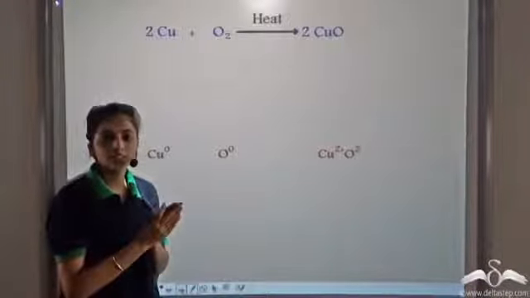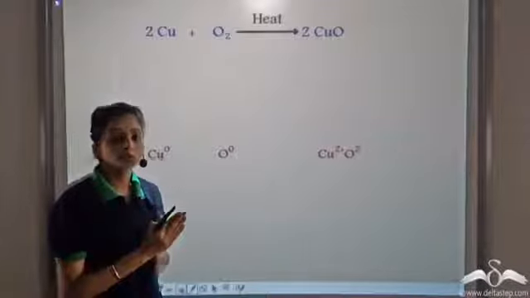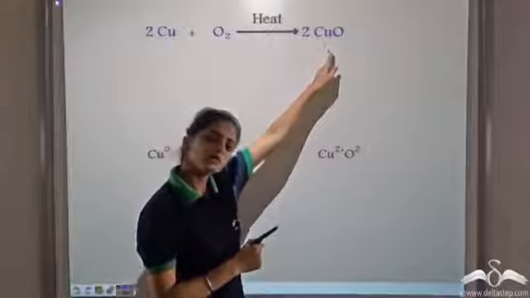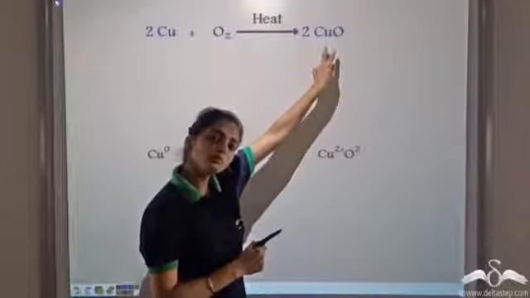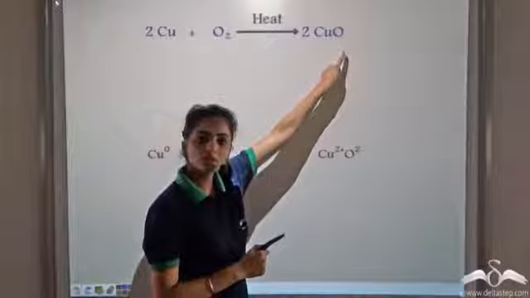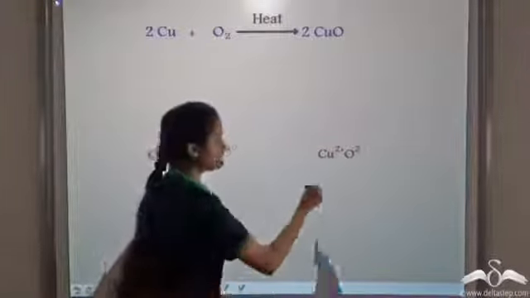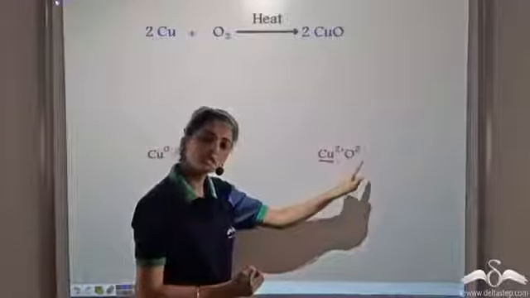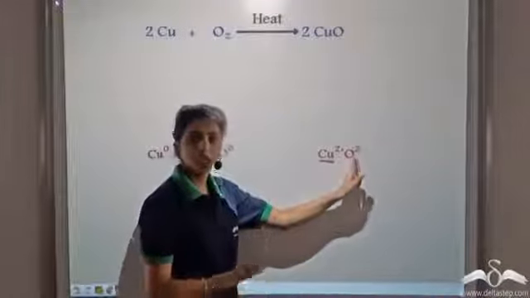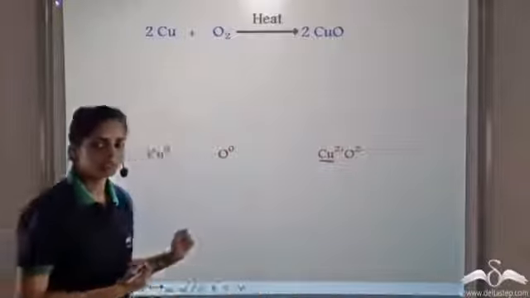But two substances combine to form a compound only when there is a transfer of electrons. In this case, this is an ionic or electrovalent compound. They form copper oxide only when copper loses 2 electrons and oxygen gains 2 electrons. So copper loses 2 electrons, so it becomes 2 plus, and oxygen gains 2 electrons, so it becomes 2 minus. So what do you observe?